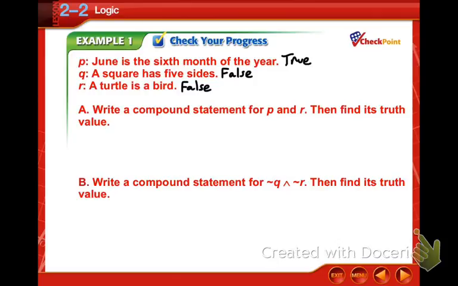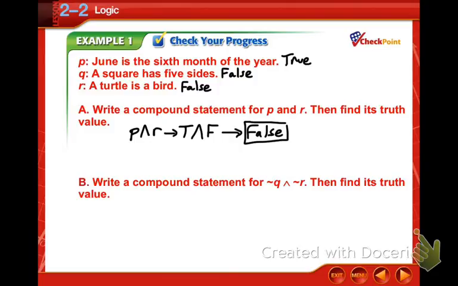Okay, so now compound statements. These are both and statements again. So P and R, we're going to write out in symbol form. We already said that P was true and R was false, so true and false. Now you're not getting your ice cream, but you got your cake. And so again, you're still not happy. You wanted both.